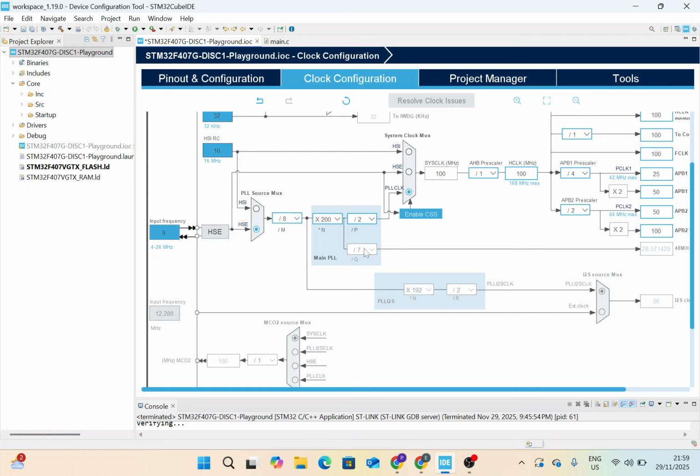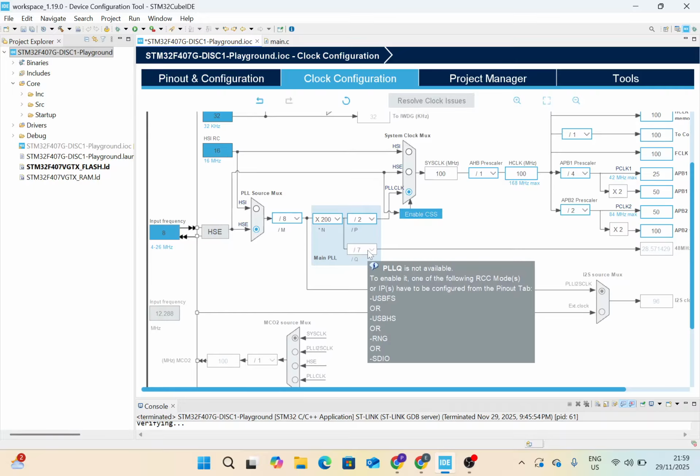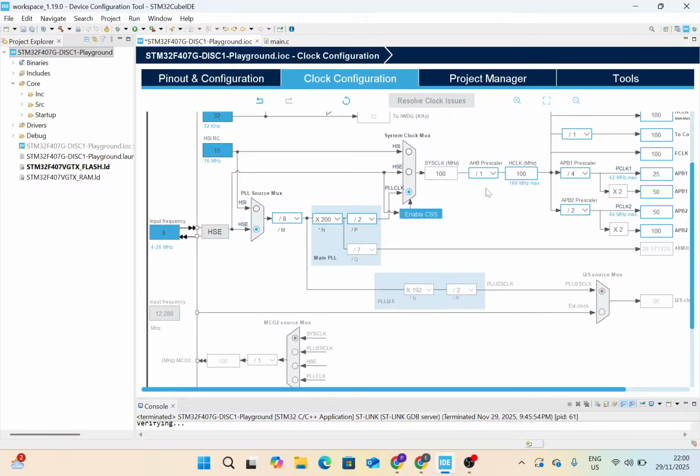This one here, Q, it also depends. There are specific peripherals that get their output from this. In this particular case, it's not important, but you can see it tells us which of these peripherals depend on this. In this particular episode, this is not important, so we are going to leave it at the default. And then we have to set our AHB prescaler, APB1 prescaler to 4, APB2 prescaler to 2, and that's going to help us.